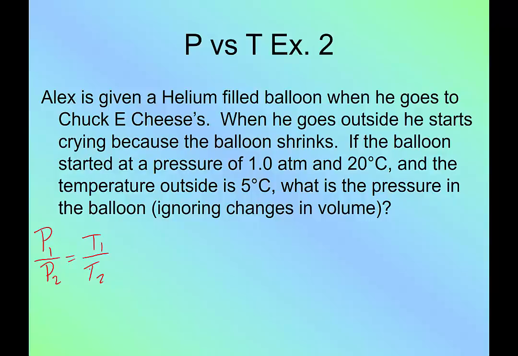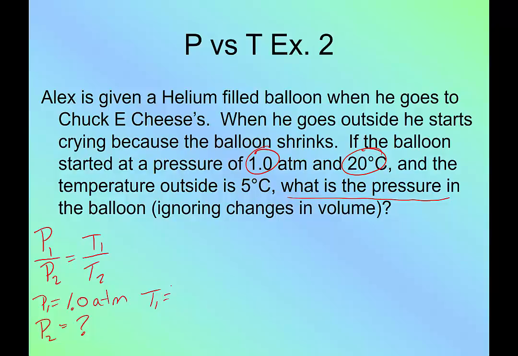What is the pressure in the balloon, ignoring changes in volume? Obviously, we're talking about an elastic balloon, which is why we have to ignore the volume. Okay, in the previous one, it was in a metal canister. Obviously, the metal canister is not changing volume. So let's look at what we know. We have a pressure of 1 and a temperature of 20 degrees Celsius, which is about room temperature. So our P1 is equal to 1.0 atm. Our P2 is what we're solving for because it says what is the pressure.